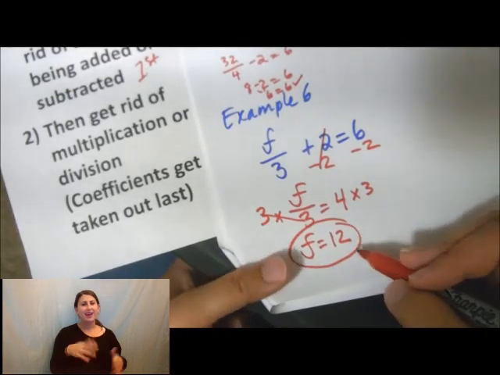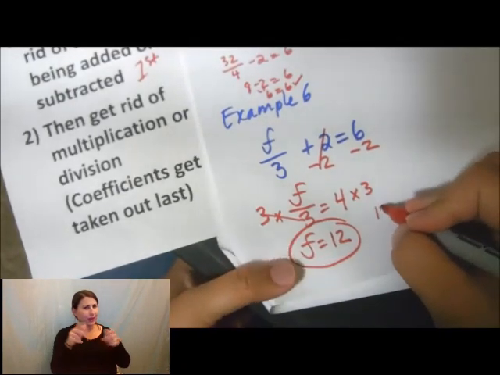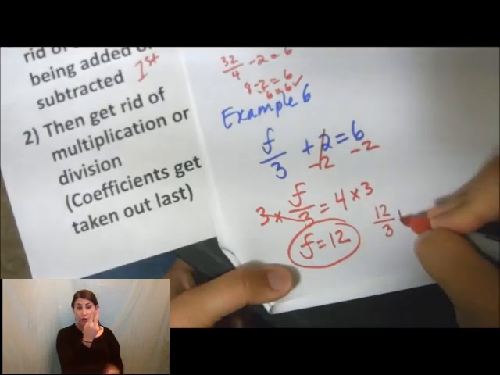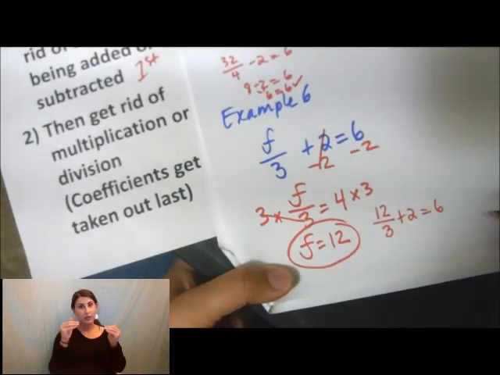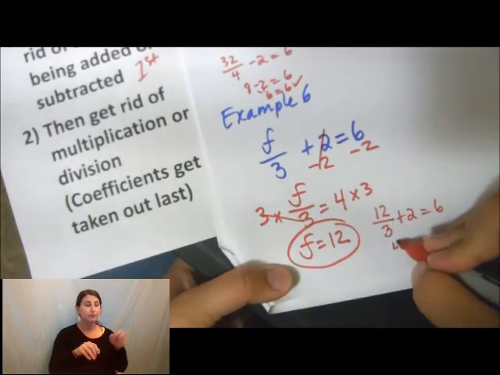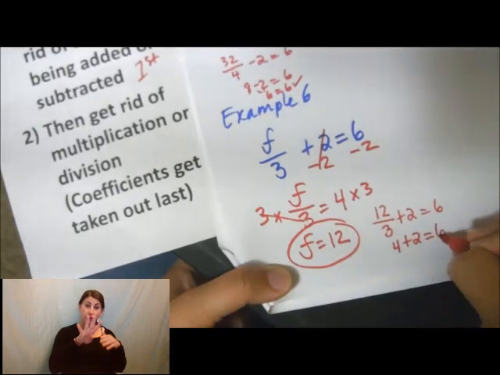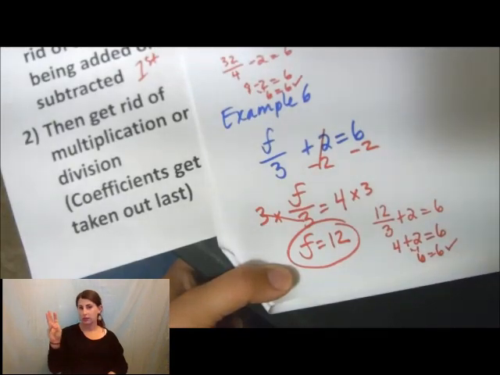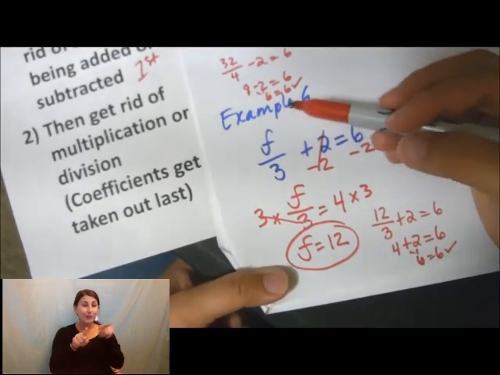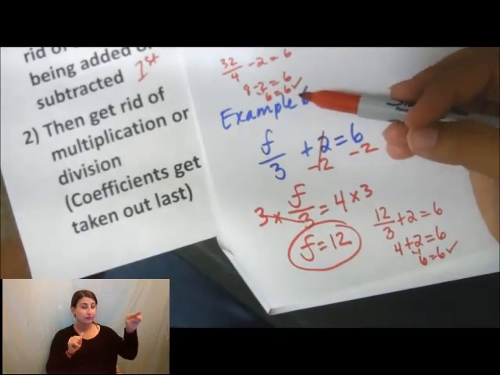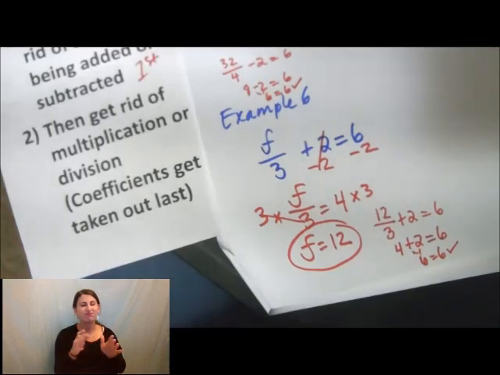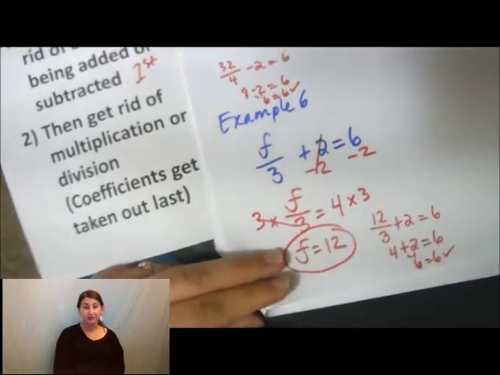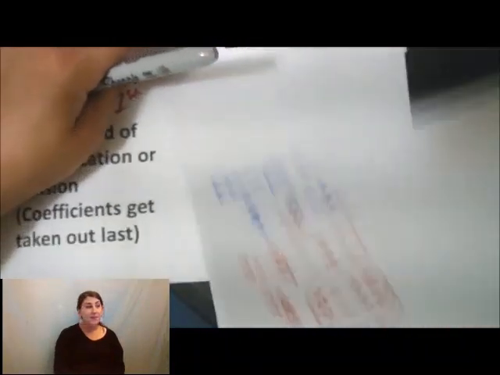Okay. And again, you can also substitute that back in. 12 divided by 3 plus 2 should equal 6. 12 divided by 3 is 4. Plus 2 should equal 6. 4 plus 2 is 6. That does equal 6. Coincidentally, it's the same as this one. Coincidentally. It doesn't mean that it will happen all the time. Okay? All right.